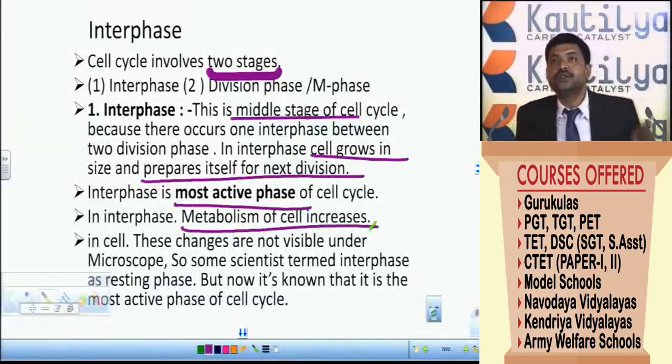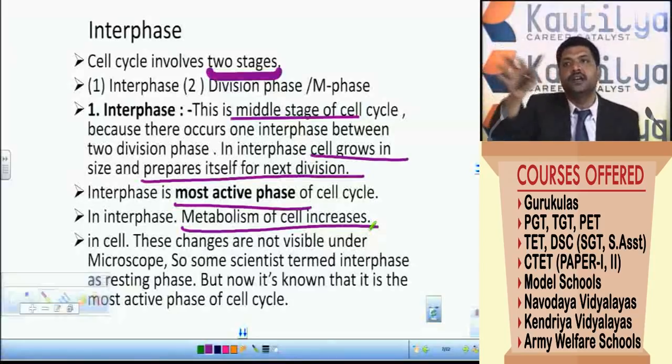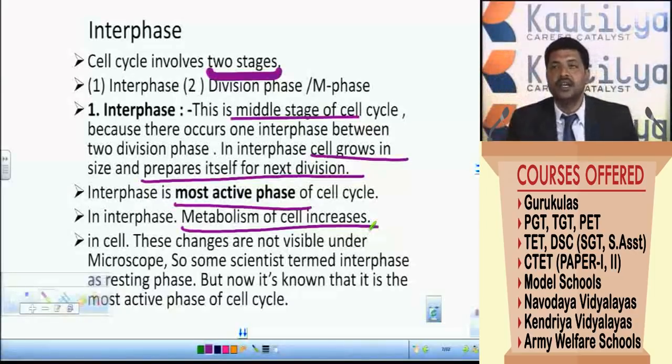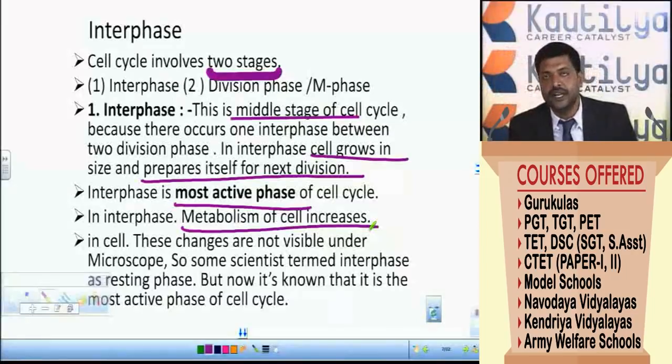Earlier, it was also believed to be the resting phase. Why was interphase called a resting phase? In terms of division, it is taking rest. But in terms of metabolism, it is very active. Protein synthesis is taking place. RNA synthesis is taking place. Active protein synthesis, active lipid synthesis, new cell organelle synthesis, DNA synthesis, everything takes place. The cell is highly active. Interphase is not a resting phase. It is an active phase. It is believed to be a resting phase only in terms of division, since it is not dividing.